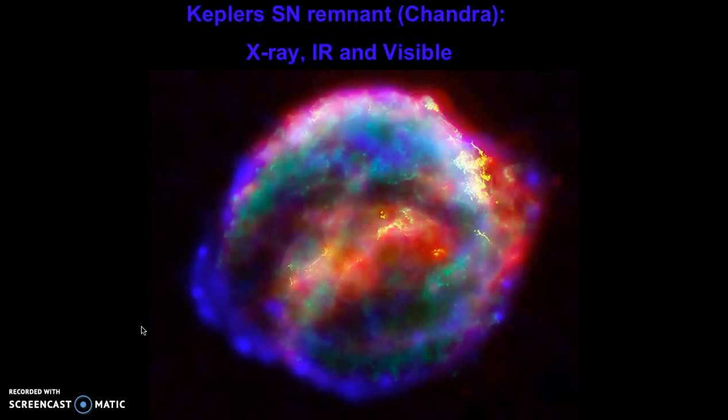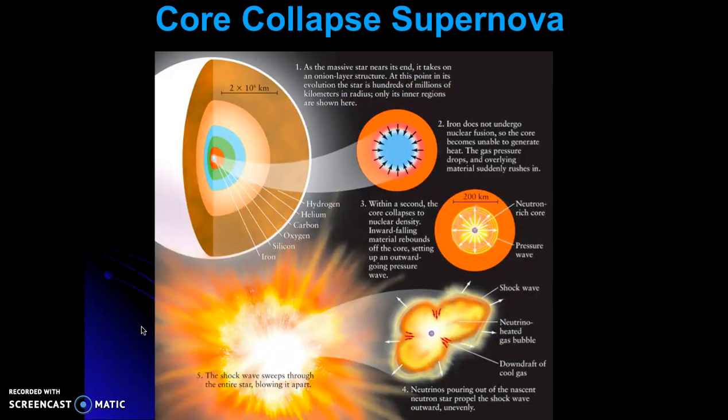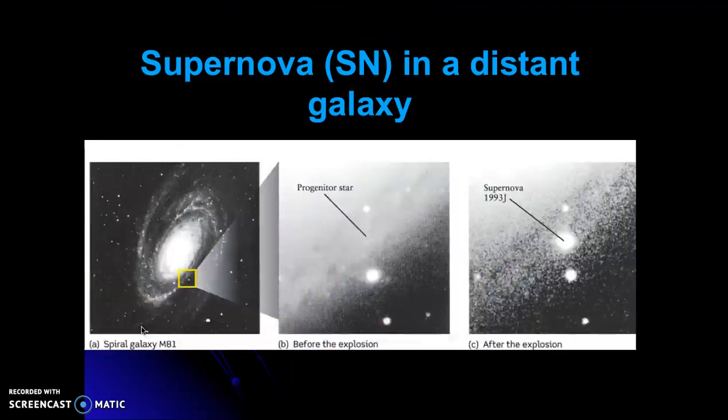So here's a supernova in the X-ray, infrared, and visible wavelengths. Okay, here's a nice infographic that I'll let you read on your own, just kind of talking about the core collapse into a supernova explosion of these massive stars. So pause it if you want to read this more closely.